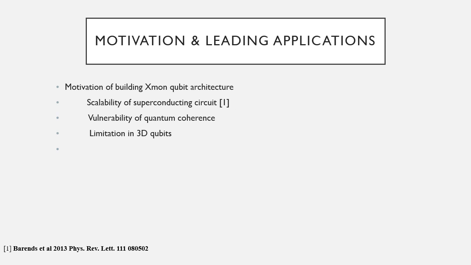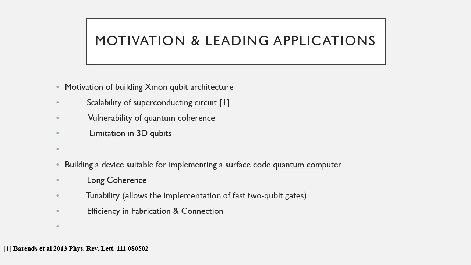To minimize these and other effects, researchers try to put qubits in 3-dimensional superconducting cavities. These 3D qubits show high coherence. For example, the energy relaxation time in the 3D Transmon qubit is between 30 and 140 microseconds. Then why don't we just stick to the 3D Transmon qubit? Well, coherence is not the only thing that matters. To build a quantum computer, tunability and efficiency in fabrication and connection are also very important.